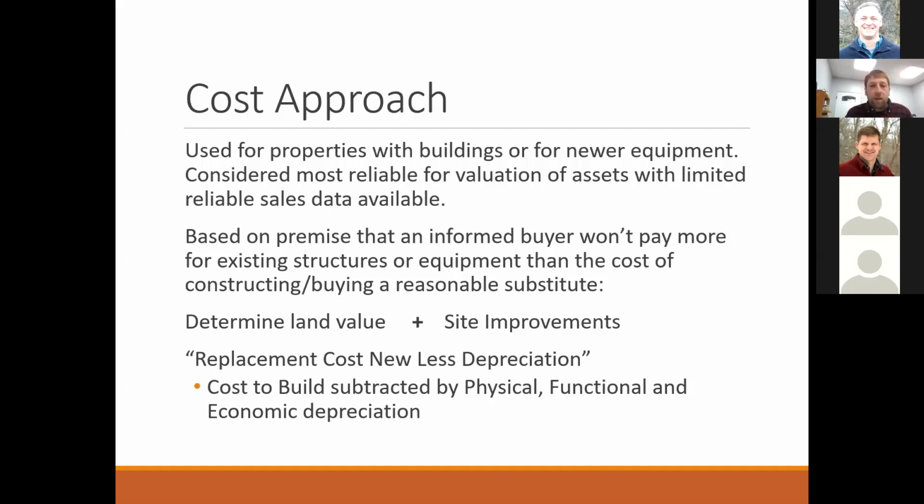So I think the cost approach is really valuable in that situation where you can extract depreciation data from the market using sales of smaller operations, sales of pieces of equipment, and apply that to larger operations and come to a well-supported value despite the lack of sales information that's directly applicable to the appraisal problem. It's based upon the premise that an informed buyer won't pay more for existing structures or equipment than the cost of constructing or buying a reasonable substitute. I think that's pretty logical. There's no reason that one would pay more than the cost to buy something of similar utility.